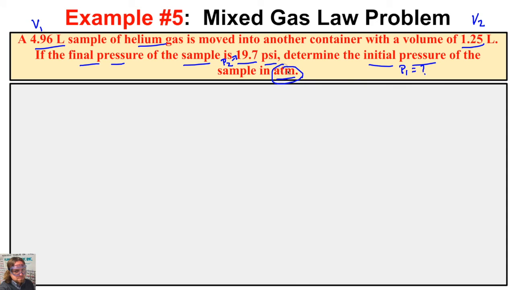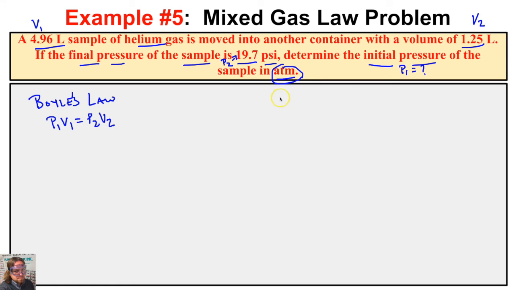So if we take a look here, you got to ask yourself, what formula do I know uses P's and V's? Well, that's going to be a Boyle's law problem, right? Boyle's law is the relationship between the pressure and volume of a gas, provided that the temperature and number of moles of gas are being held constant. So we know Boyle's law is P1 V1 equals P2 V2.